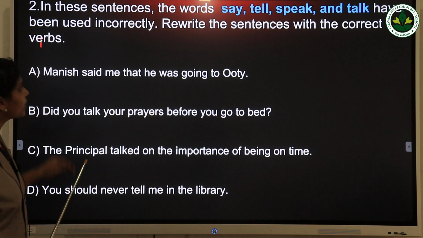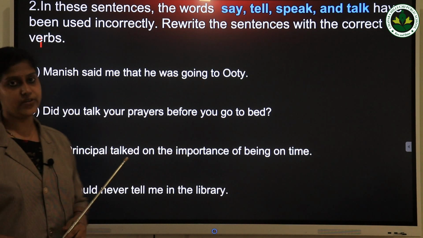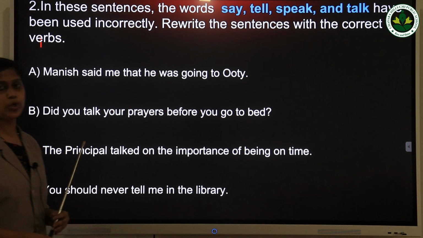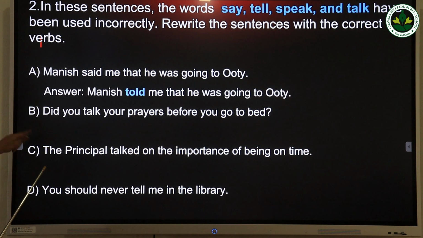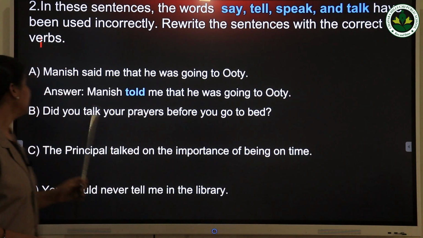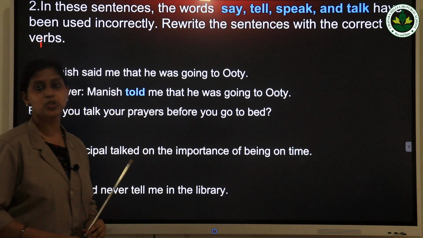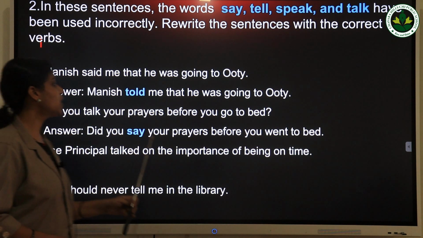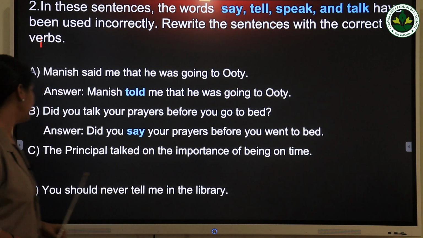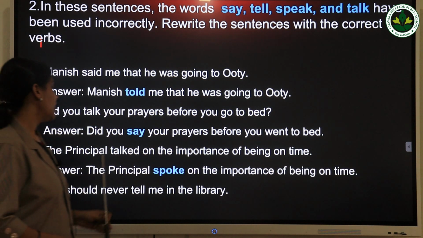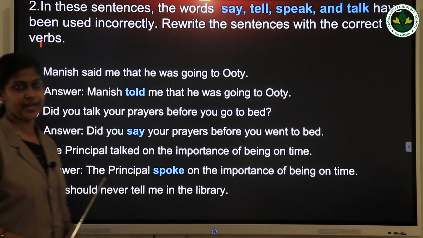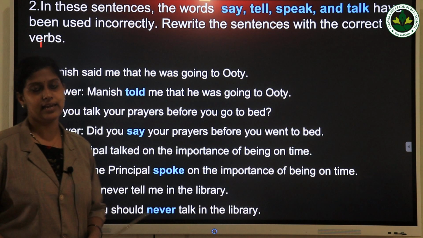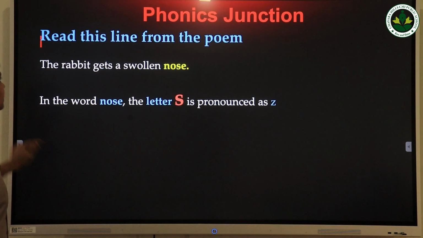Here you have to rewrite the sentences with the correct verbs. What will be the answers? Look at the first one: Manish said me that he was going to Ooty. Here, told is the correct verb. Manish told me that he was going to Ooty. Next one, did you say your prayers before you went to bed? Next one, the principal spoke on the importance of being on time. Next one, you should never talk in the library. Yes, these are the answers of this activity.